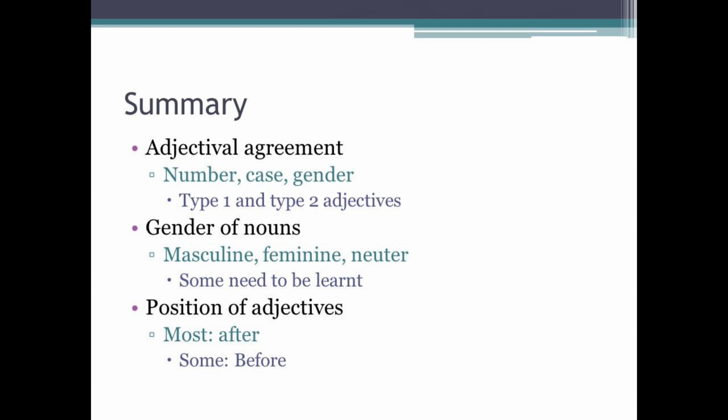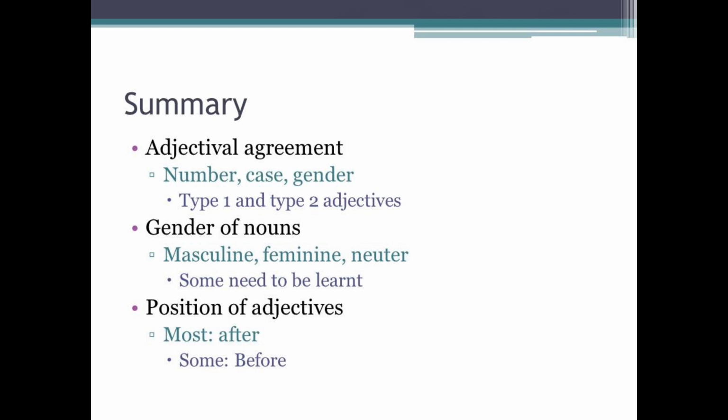We've now covered stage 14, so let's summarise. Adjectival agreement. So adjectives change their endings to match the noun they describe in number, case, and gender. However, type 1 and type 2 adjectives can agree with a noun of any declension. They'll have the same number, case, and gender, but the two words do not need to have the same ending because they're in different groups.